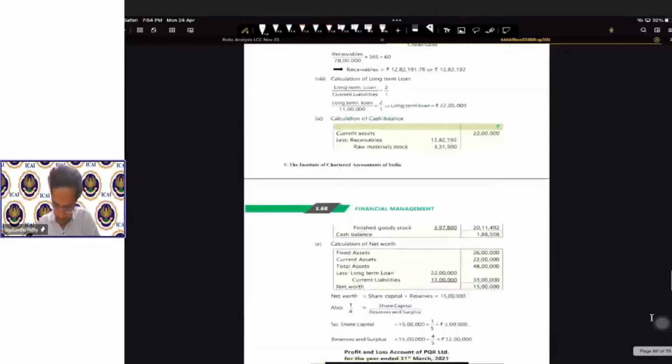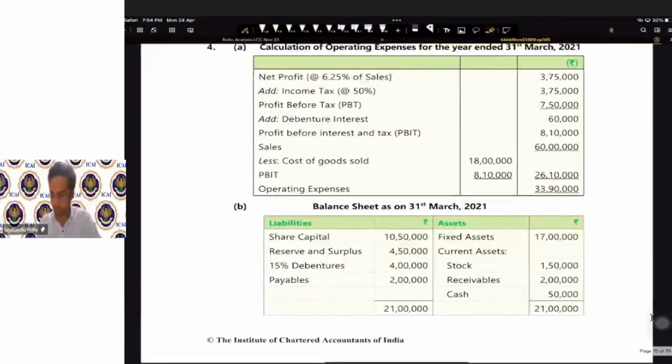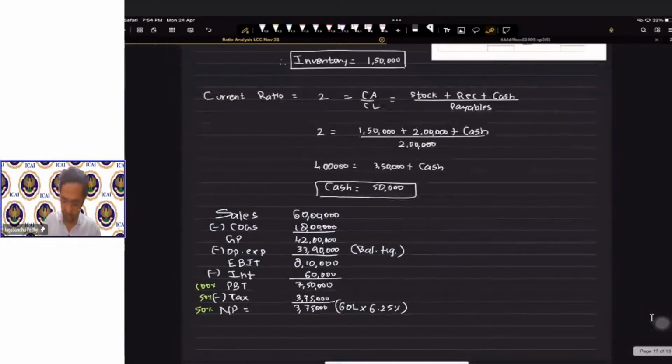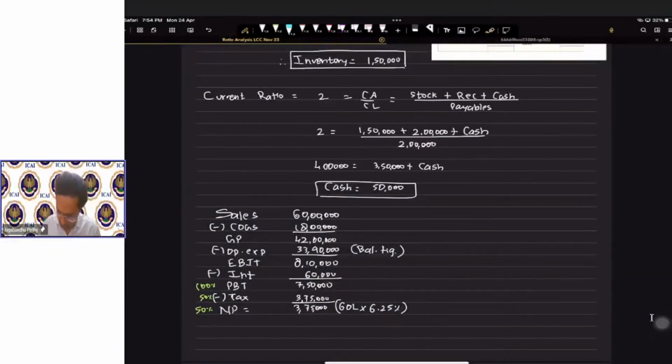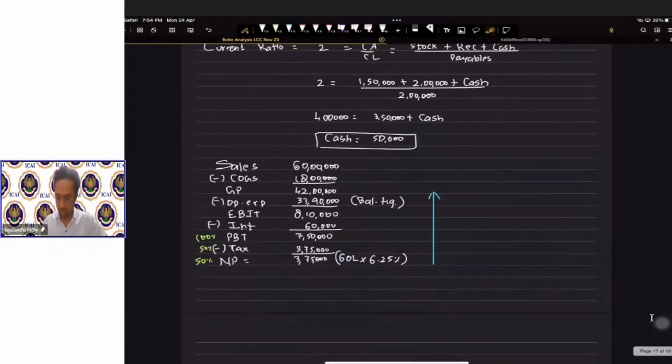Just verify over here. Yeah, you can see 33 lakh 90,000. So operating expense is 33 lakh 90,000, which we have computed by reverse calculation. But I still need to fill up this portion, and for that, I need the amount of debentures.